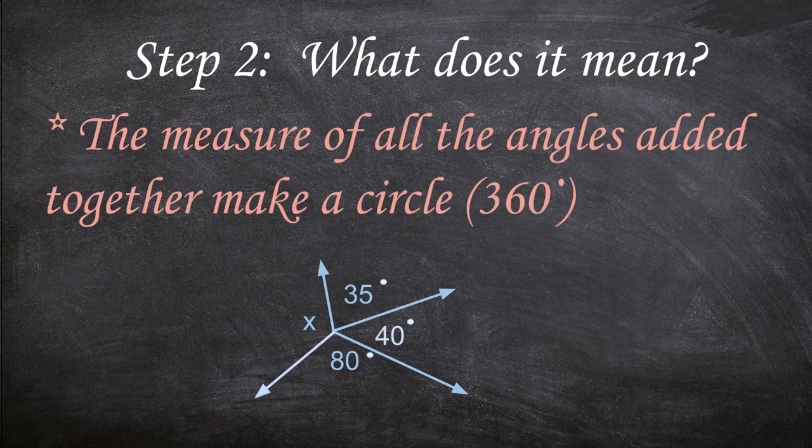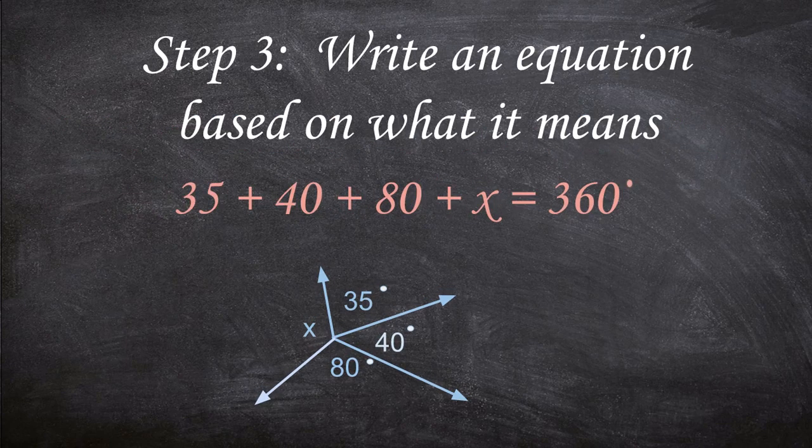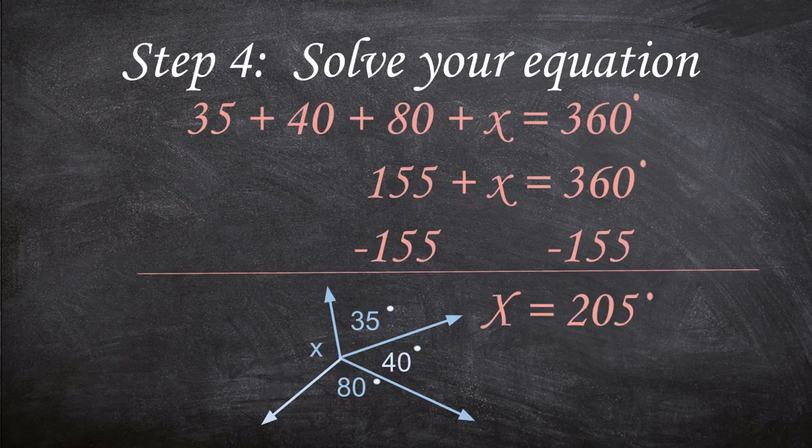The next step is to determine, now that you know you see angles about a point, what does it mean? What it means is the measure of all the angles added together make a complete circle, which is 360 degrees. So step 3 is to write an equation based on what you see and what it means. In this case, if I add 35 degrees, 40 degrees, 80 degrees, and the unknown x degrees, I'm going to get 360 degrees. The last step is to solve your equation.